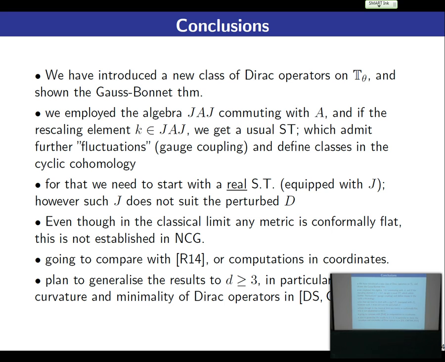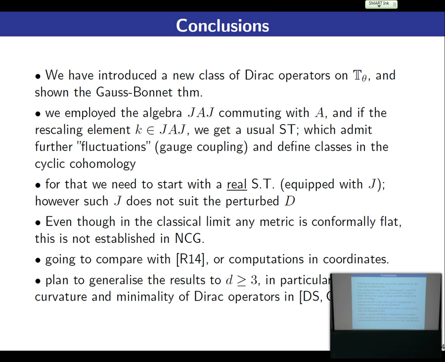We employed the algebra JAJ, commutative with A, and which now can be perturbed by the usual fluctuations, so adding gauge fields, which is not clear, I think, which forms one should use for the twisted spectral triples. So the next computation should be to also perturb in this way. And of course, they also define classes in the usual, I mean, the cyclic, not twisted, cyclic cohomology.